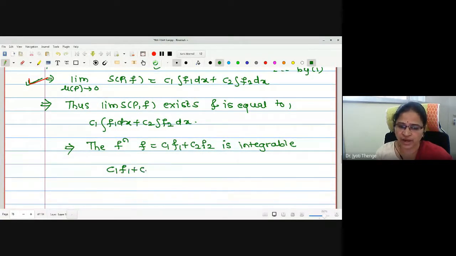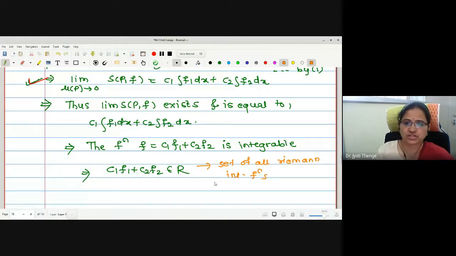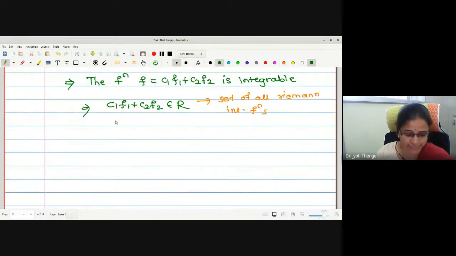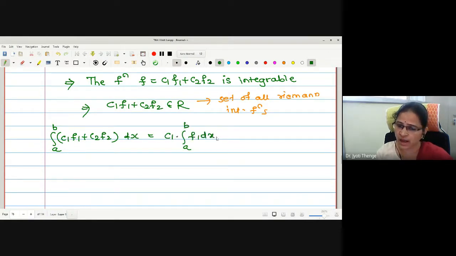Whenever the function is integrable, actually one can write it belongs to R, no? R is not real numbers. This is the set of all Riemann integrable functions. If the function is integrable, what is the integration value? We have proved it is C1 integration a to b f1 dx added with C2 times integration a to b f2 dx. Is it okay?